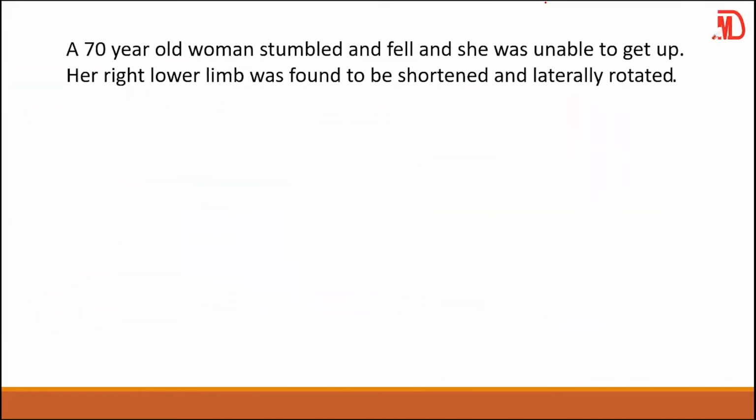So we have a 70-year-old woman who stumbled. The age is very important. She stumbled and fell, and she was unable to get up. Her right lower limb was found to be shorter and laterally rotated. So a 70-year-old woman fell, cannot get up, and the limbs are not equal.